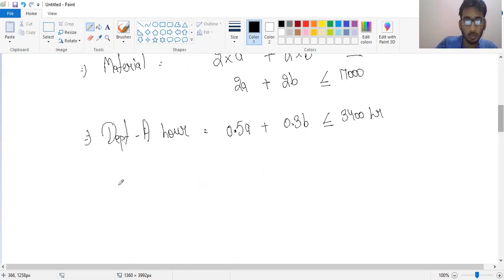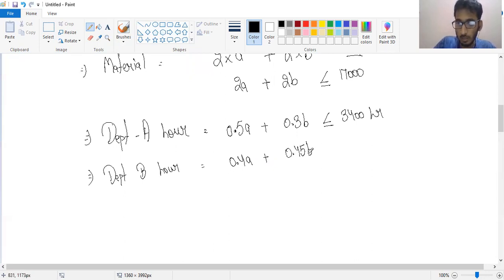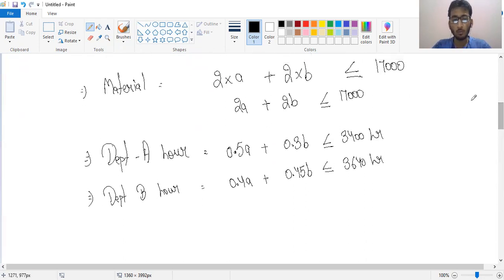This would be department A. What is department B? For department B, I can say 0.4 of A plus 0.45 of B would be less than or equal to 3640. So these are the three equations which we have created.